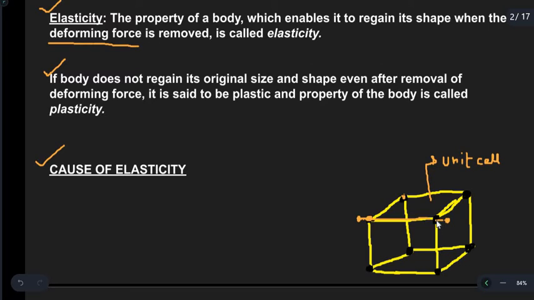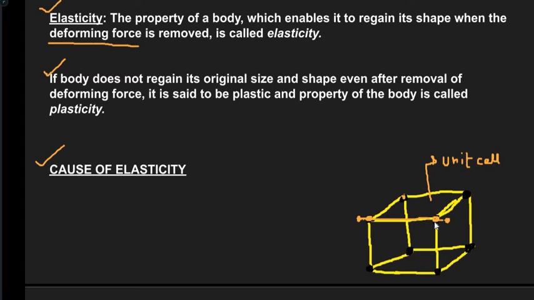And ultimately, this is how they regain their original shape back. So when the deforming force was there, the atoms were getting slightly displaced due to the vibration. So there was that elongation, a slight change in the dimensions of the length, and later we'll learn about area, later we'll learn about volume.